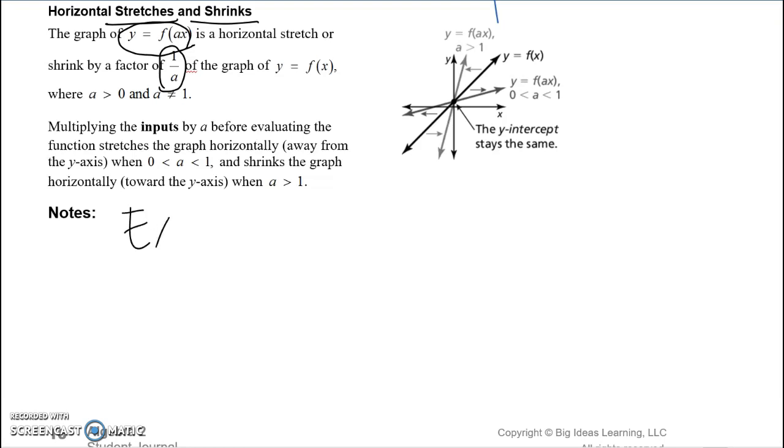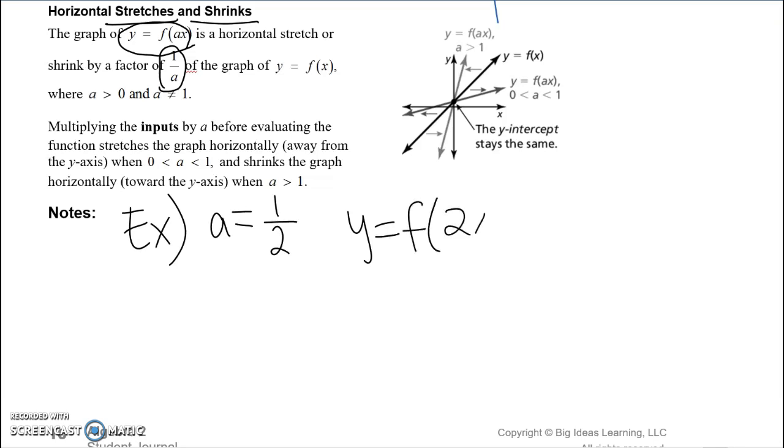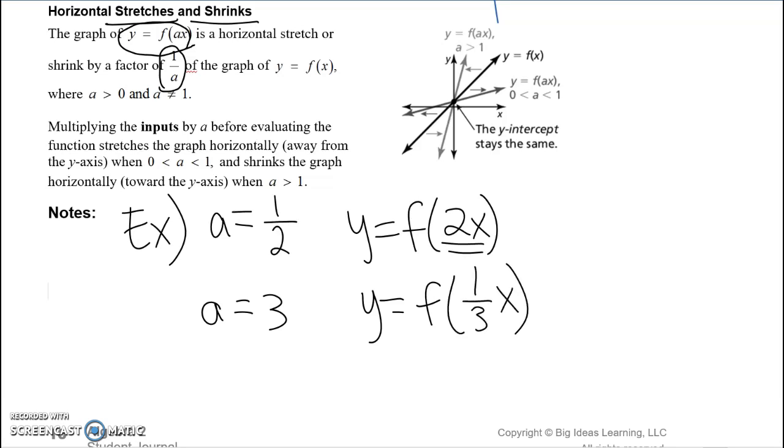So for example, if I have a horizontal stretch or shrink by a factor of, let's say, 1/2, my function is going to be f of 2x. So you would plug in 2x to the function, not 1/2 x. And if my factor is 3, then my function would be f of 1/3 times x.